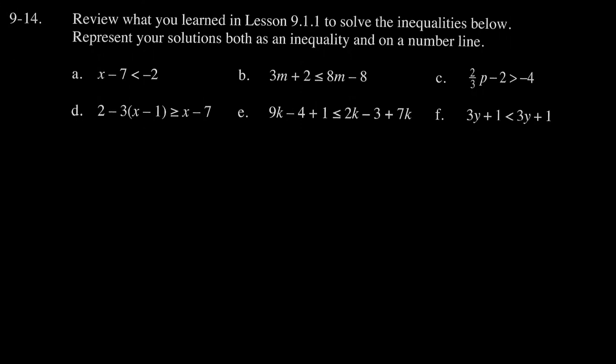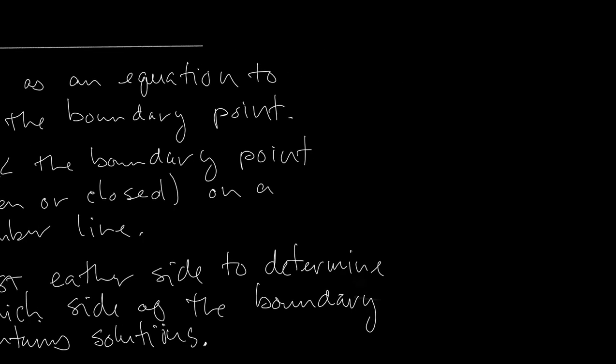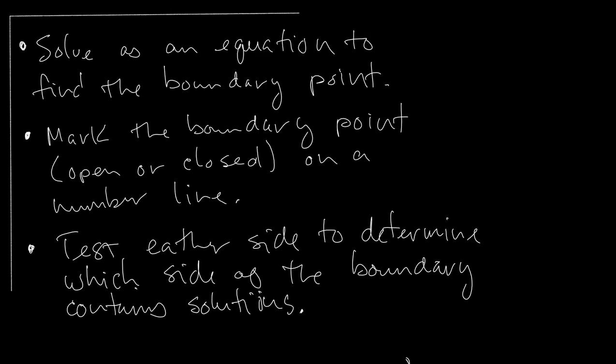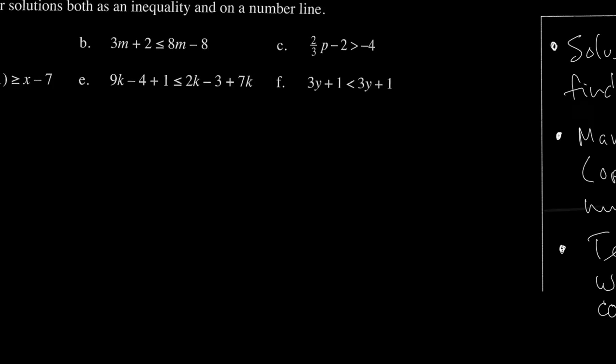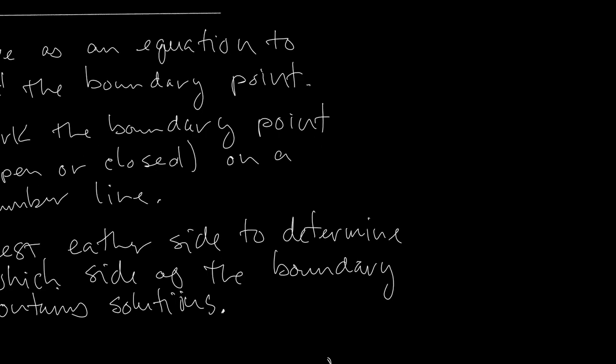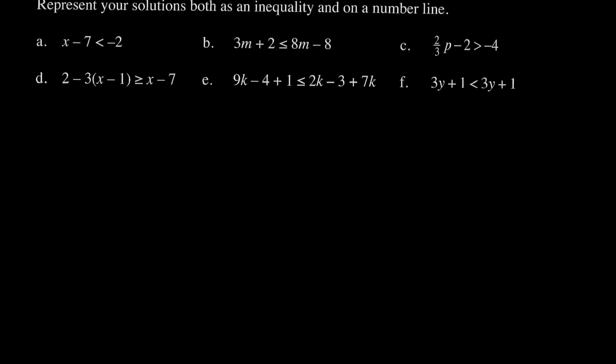It's x minus 7 is less than negative 2, and think about that process. So the process involved these steps. First of all, it says solve an equation to find the boundary point. So when we look at x minus 7 is less than negative 2.